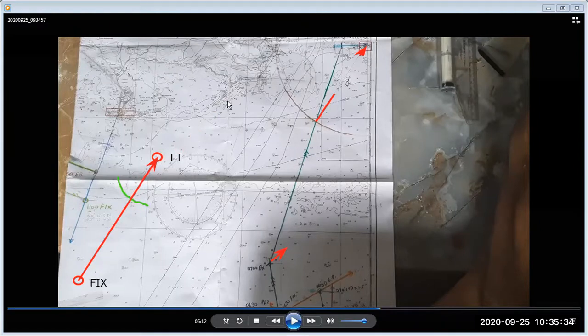Correct. Now if there is current, let's see what our course made good will be. So we plot the current 270, and we have to calculate how much time the current will take this ship. The ship is steering this course and the current is taking the ship on this side. This circle is 12 miles and ship speed is also 12 miles, so the current will act for 1 hour. So 3 miles this current will take this ship away in the westerly direction.